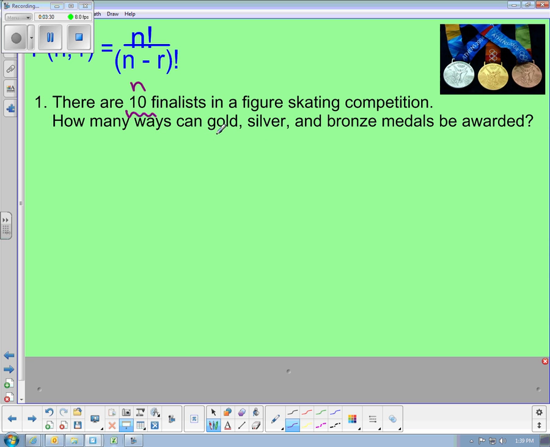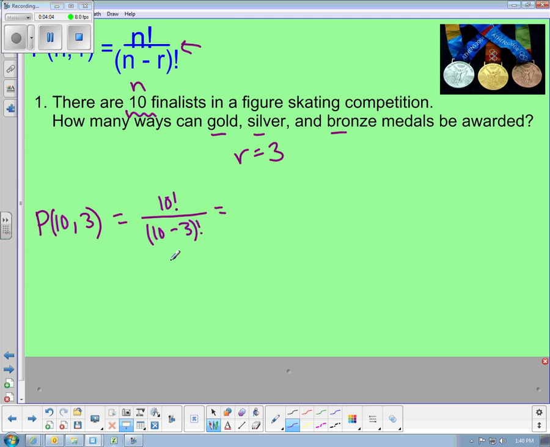The number of people that we're choosing: one person's going to get a gold medal, one person's going to get a silver medal, and one person's going to get a bronze. That means that we're choosing 3. That's going to be our R. So we are going to end up with the permutation of 10 objects taken 3 at a time, or in other words, 10 objects, choosing 3 of them, which is equal to, and I'm just going to fill in this formula here, 10 factorial over (10 minus 3) factorial.